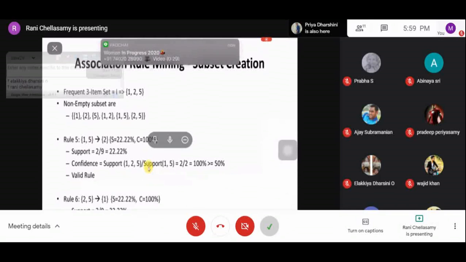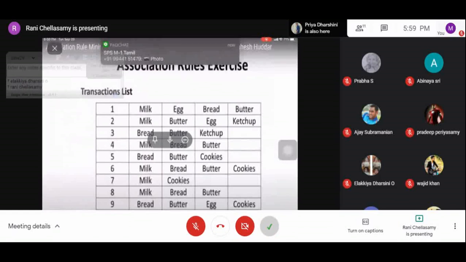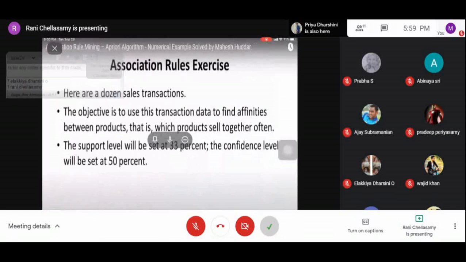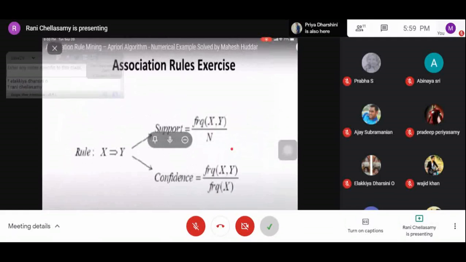This is the concept of the Apriori algorithm. This is another example you can try out by yourself. Let me move on to the FP growth algorithm. These are all exercises that you can work out with this example while posting this content.